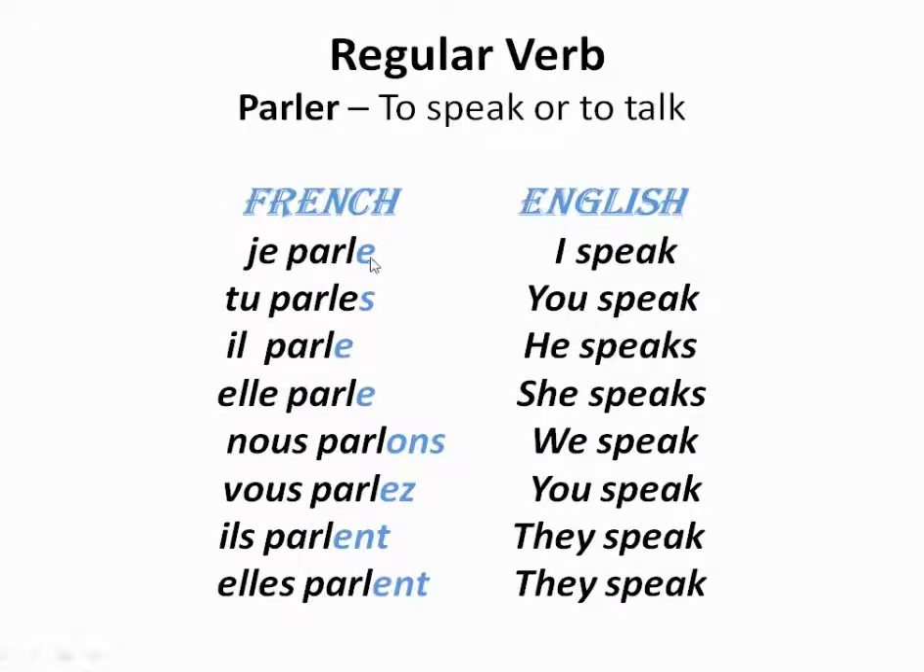You can see that the endings are marked with the blue color so that it will become clear to you how we add the endings with the stem. So parle is the stem that we have written with all the subject pronouns, and then we have added the endings. Je parle, I speak. Tu parles, you speak. Il parle, he speaks. Elle parle, she speaks. Nous parlons, we speak. Vous parlez, you speak. Ils parlent, they speak. Elles parlent, they speak.